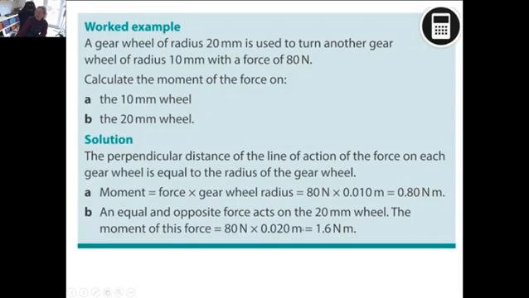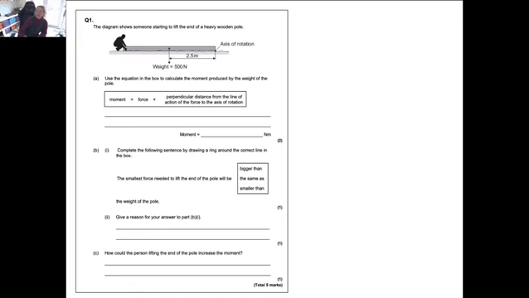And the equal but opposite force will act on the 20mm wheel. So again, it's the same force, 80 newtons, multiplied by 0.02 meters, which will give a turning force of 1.6 newton meters. So you can see these gears result in a different turning force, but the same force is applied to both. Okay, and then finally, to finish off year 10, I would like you to pause the video and have a go at this past question.